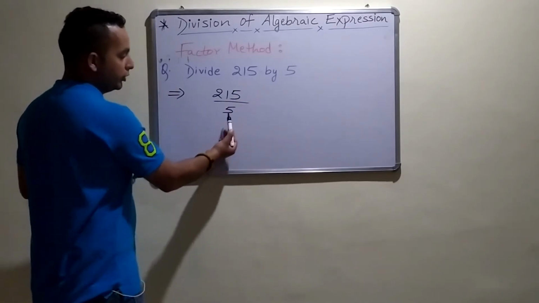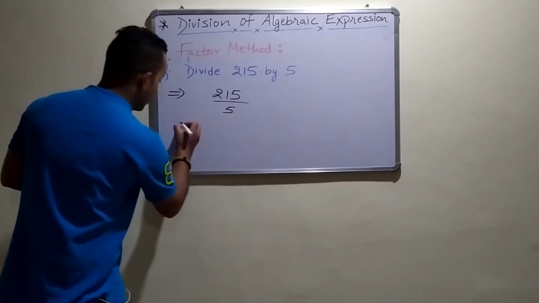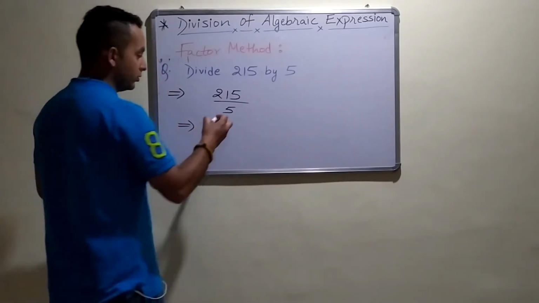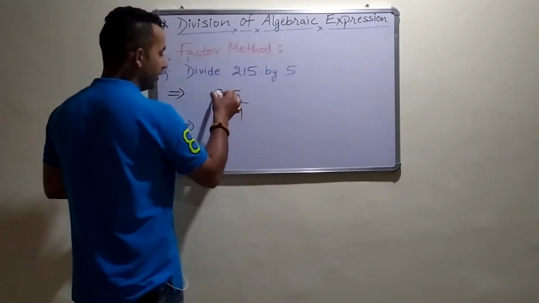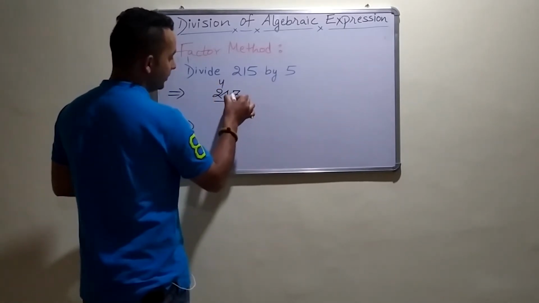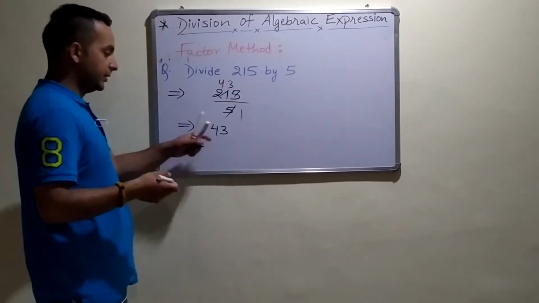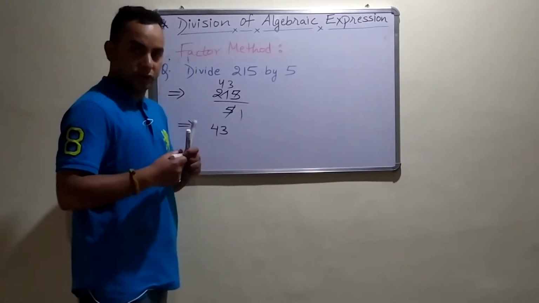So here unit place is 5 and here unit place is 5. Right. Now you're going to cut this. So 5 ones are 5, 5 fours are 20, and 1 left 15. So 5 threes are 15. So with the help of a factorization method, your product is 43.